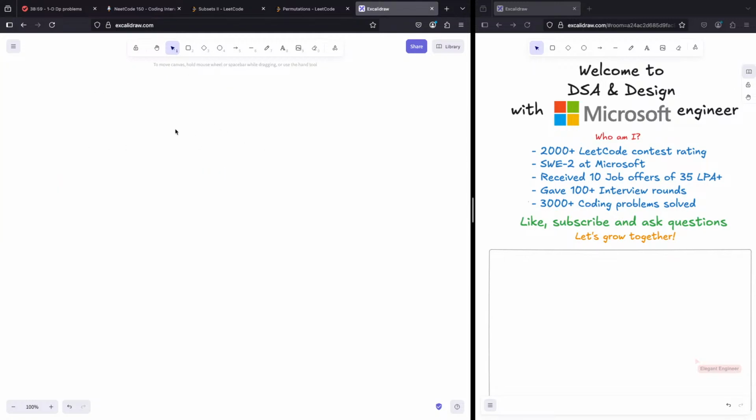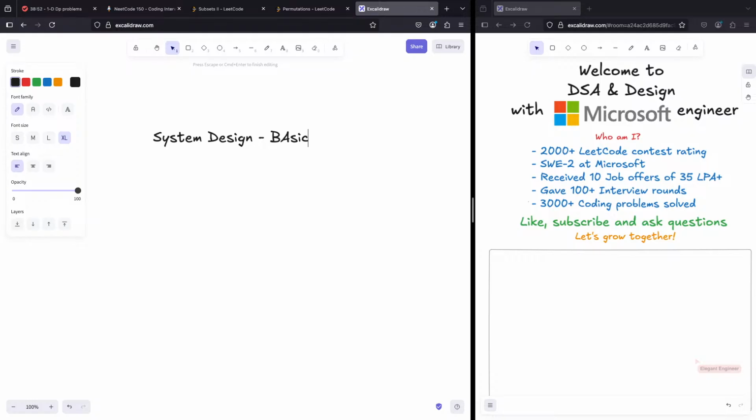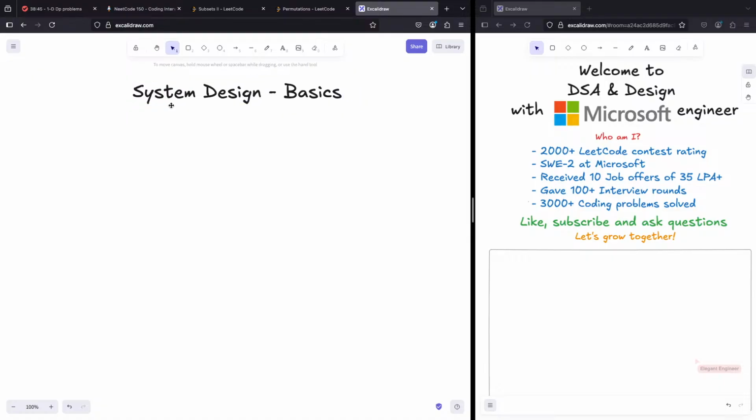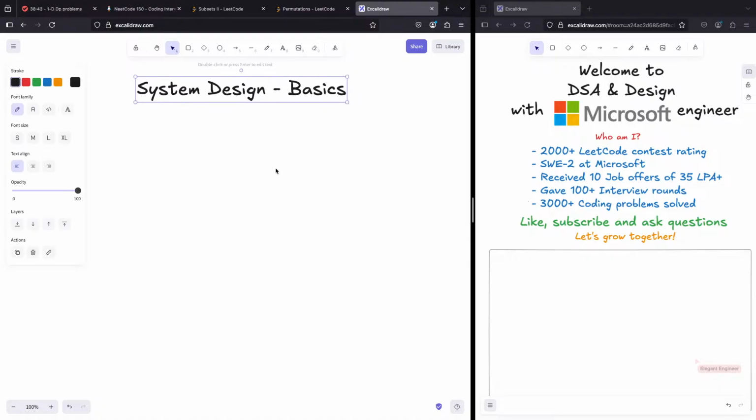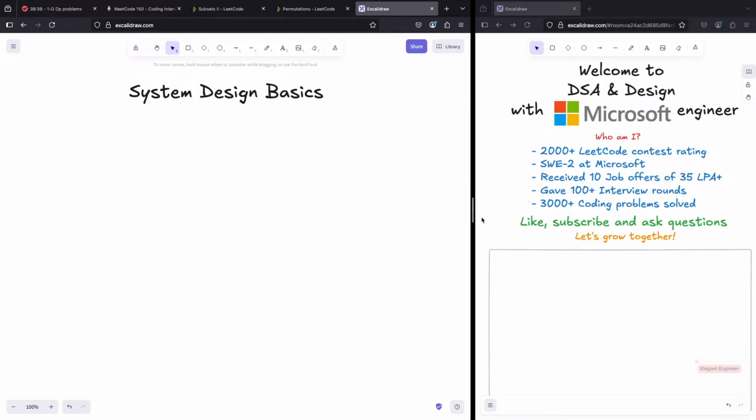System design basics. This is not me teaching anything, right? This is just revising concepts and whatnot. If anyone has any questions, because I have given plenty of system design rounds, I am happy to help. And then we can discuss some problems down the line. So that is how we will be tackling it.